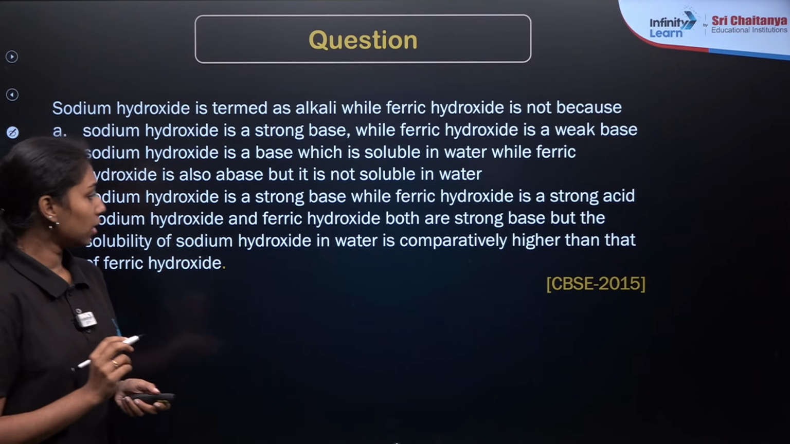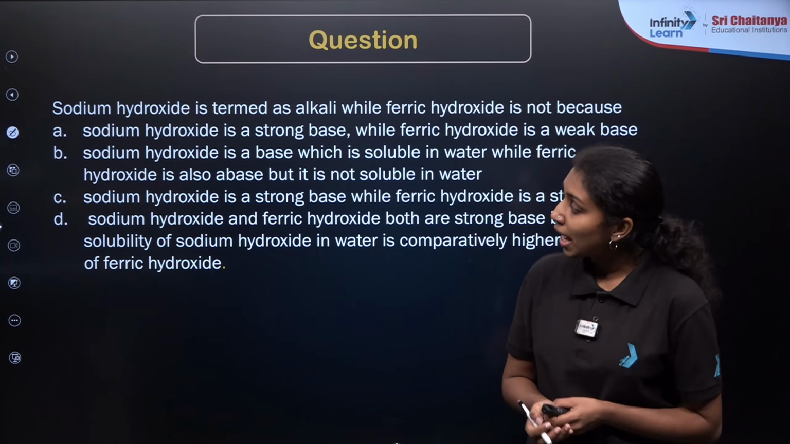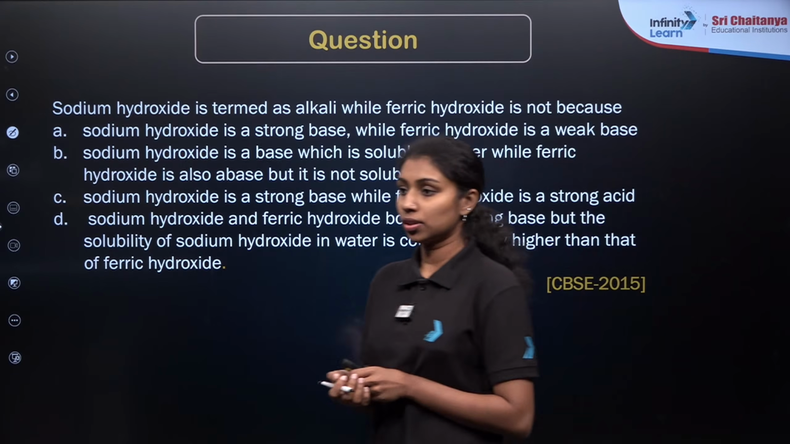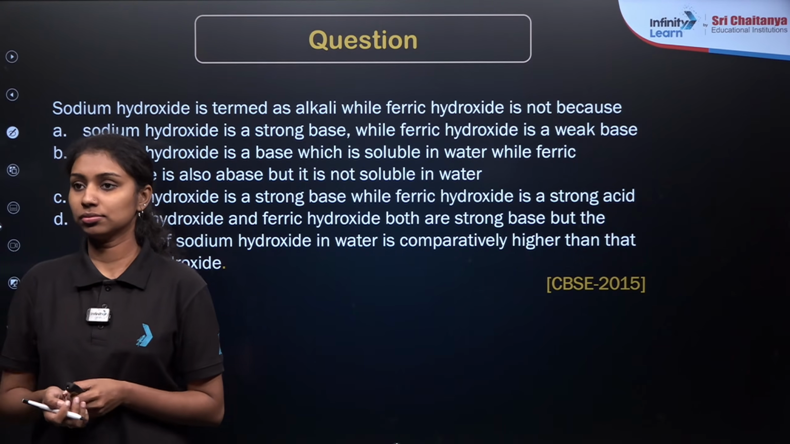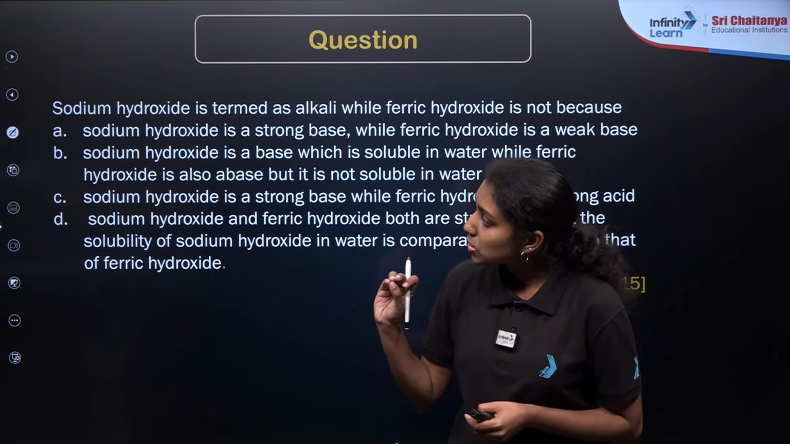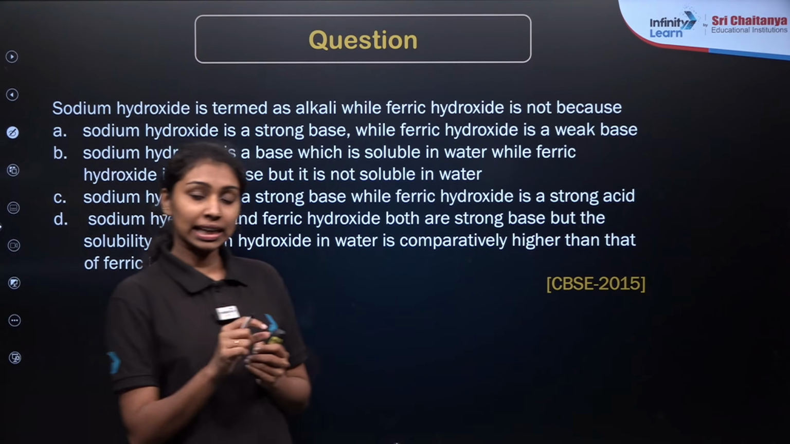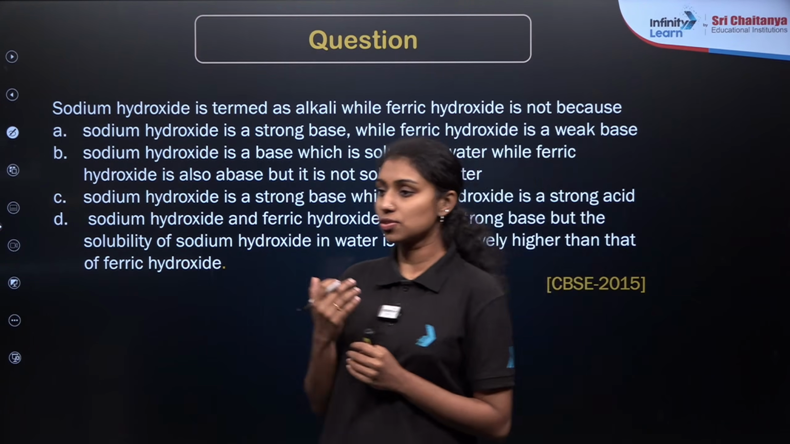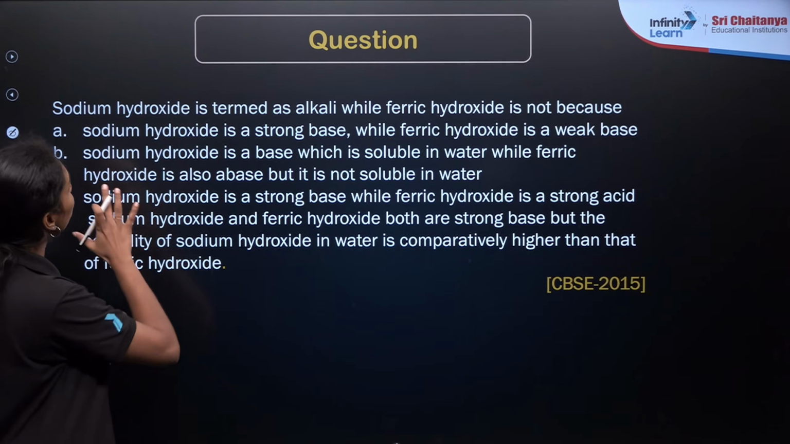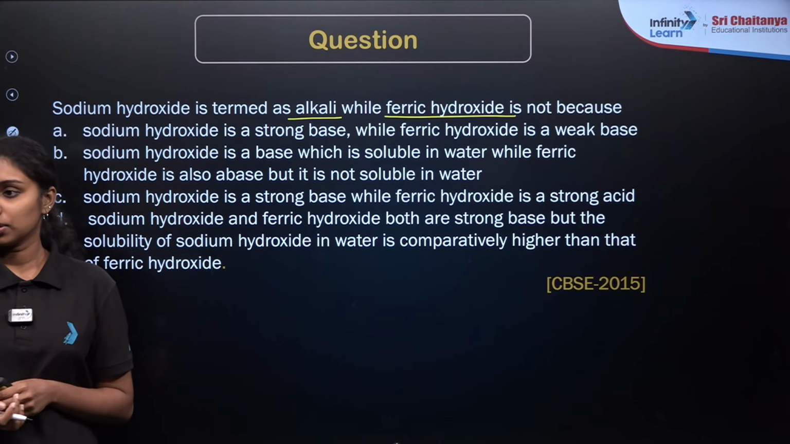Now we are moving to our next question. Read the question carefully. Sodium hydroxide is termed as alkali while ferric hydroxide is not because... So what is the answer for this question? First one is sodium hydroxide, next one is ferric hydroxide. There is a simple difference between alkali and base, right? Not all bases are alkalis. We have already studied this in terms of solubility. We will be considering sodium hydroxide as the alkali, but not ferric hydroxide.